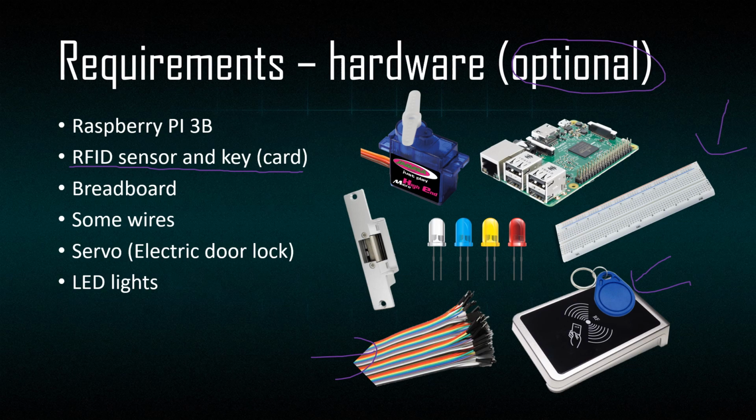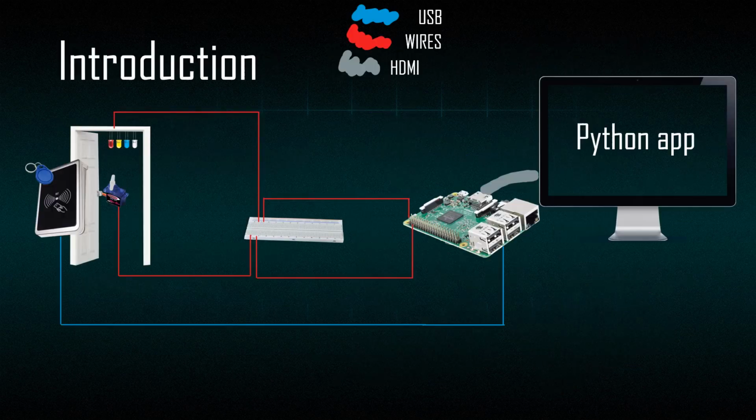We will also need a breadboard, which looks something like this, and some wires, and a servo or electric door lock. This is what a servo looks like, and an electric door lock. And optionally you need some LED lights. So let's go on and see what our project is actually about.